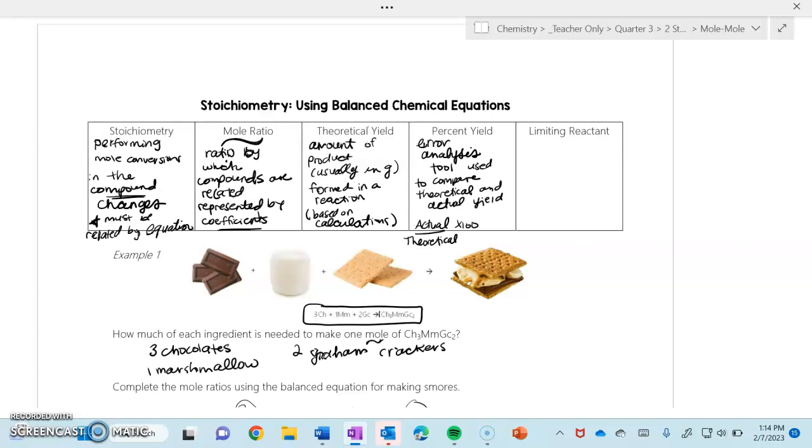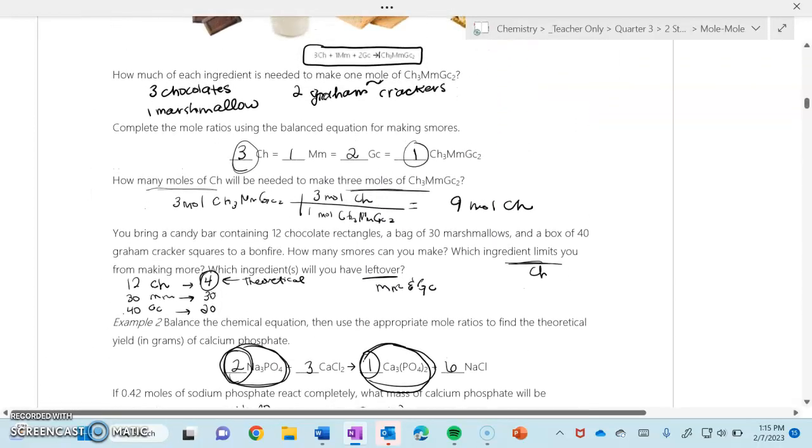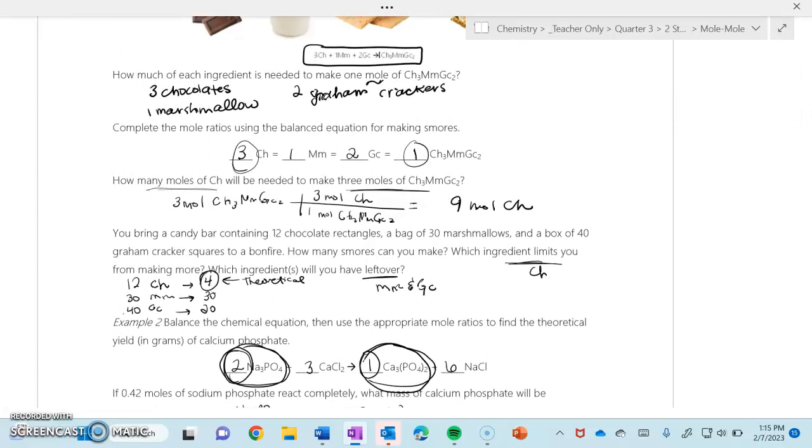And our last term here is our limiting reactant. This is the ingredient or reactant that runs out first in a reaction. So this is going to be the factor that limits the amount of product that can be formed. And in our example, that was the chocolate, because we had the least amount of chocolate. And then the other ingredients are going to be your excess reactants.